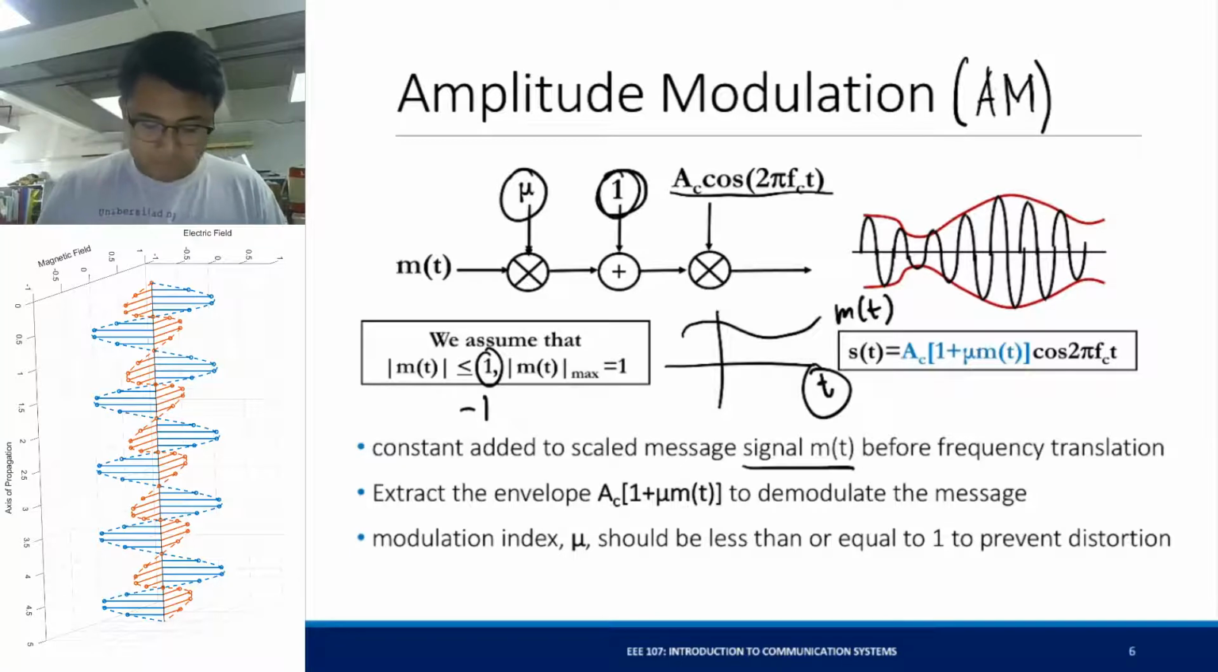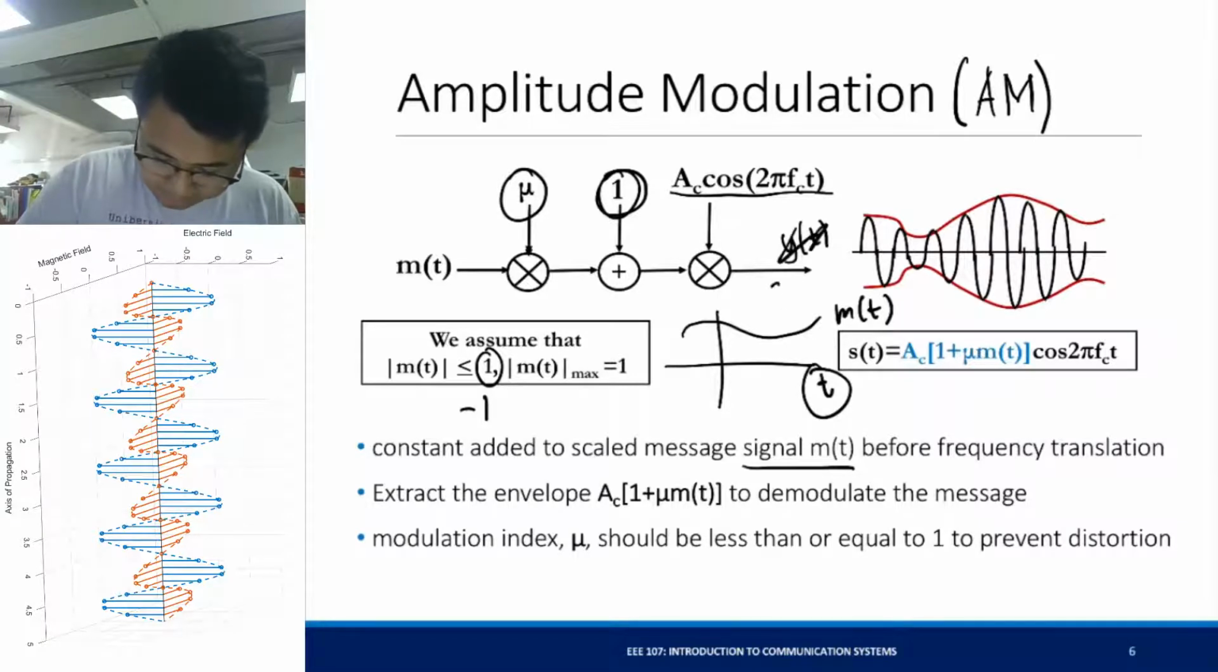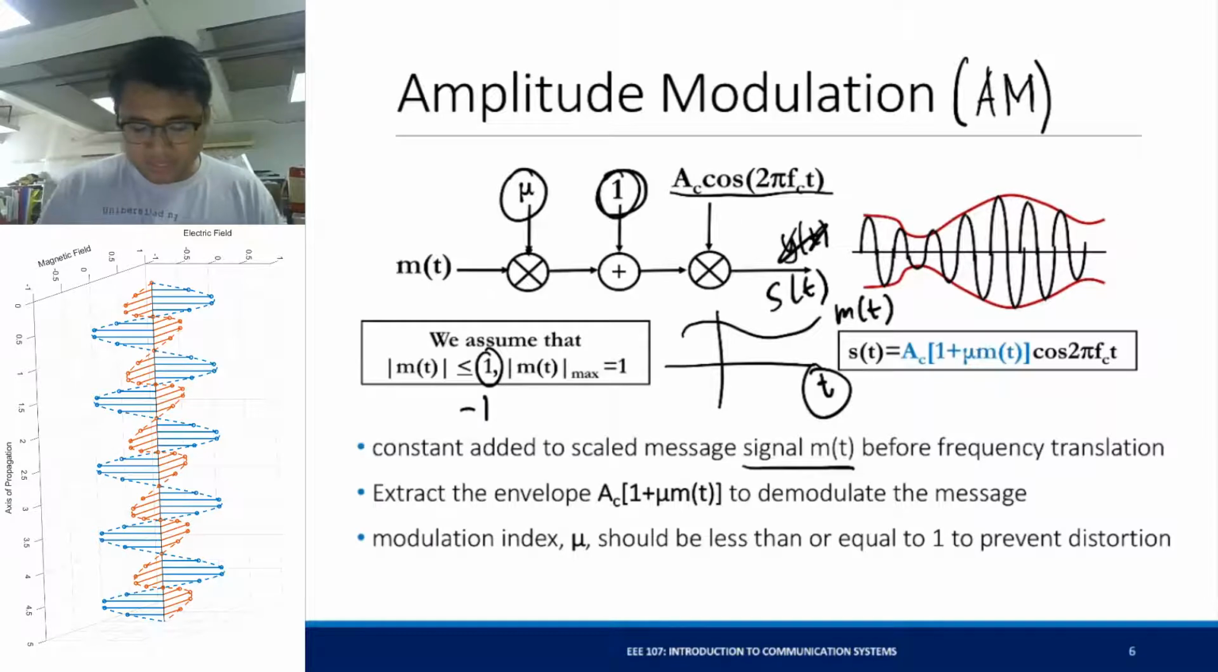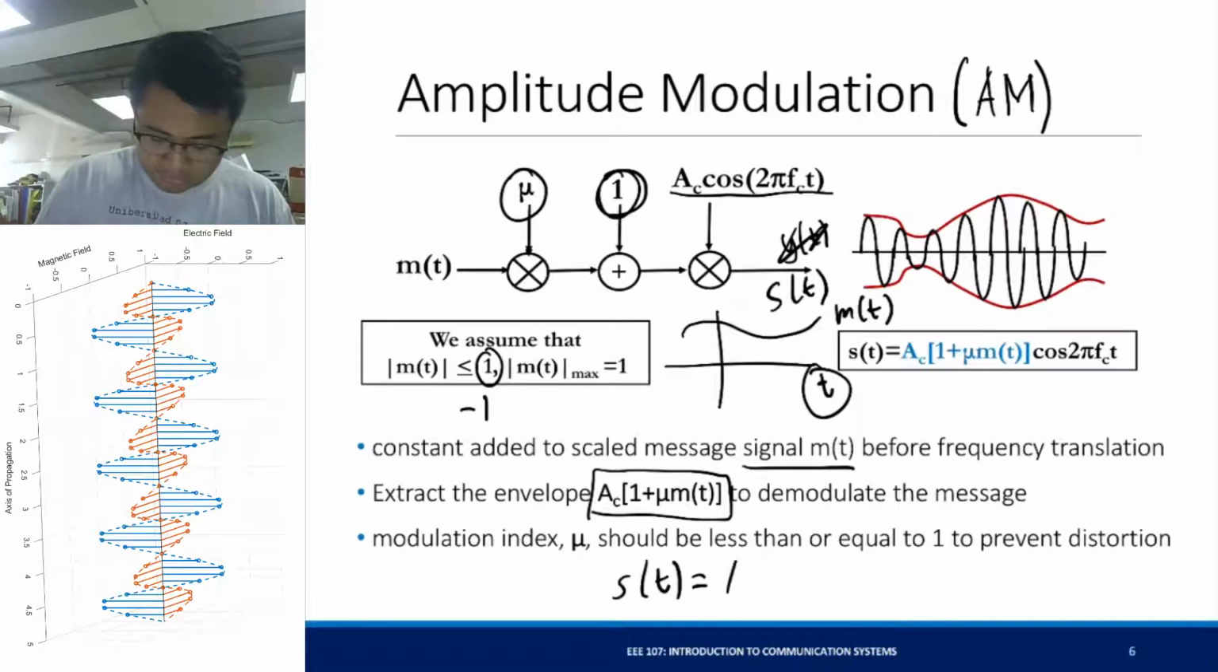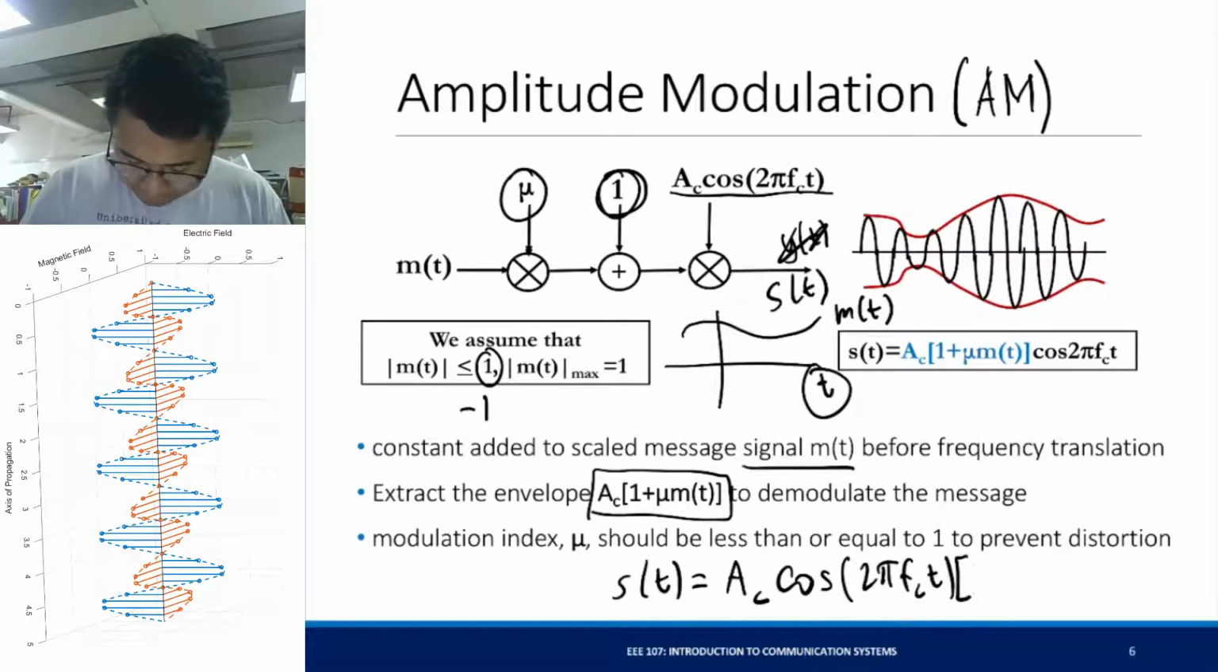Okay. So if we compute for the output here, y of t, or s of t, sorry, it's better if we use s of t. S of t will be equal to this expression right here. The amplitude of the carrier times cosine, I forgot the cosine, 2 pi fct, times 1 plus mu m of t.